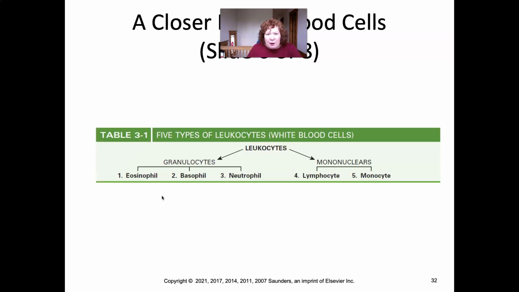And this is a really helpful visual to break it all down. So white blood cells are either granulocytes or mononuclears. If they're a granulocyte, they're either an eosinophil, a basophil, or a neutrophil. If they're a mononuclear, they're either a lymphocyte or a monocyte. So hopefully that clarifies it. But this is a really good visual to take a look at to learn this information.